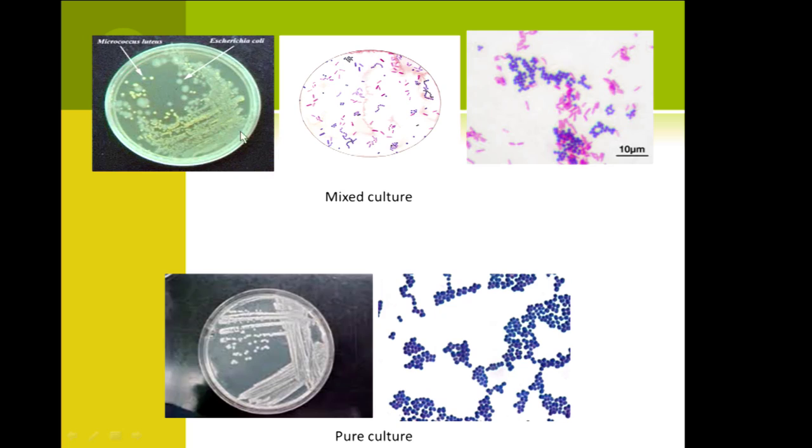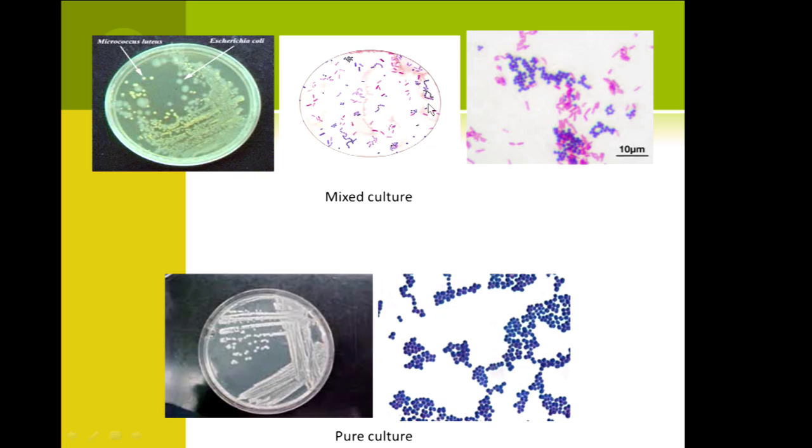When such a bacterial culture is observed under the microscope, you will see different kinds of cells, and that can be seen in this microscopic field. Here you can see rods, cocci and different kinds of organisms, and this microscopic photograph also shows two types of organisms. Both these are gram-stained pictures. Here you can see two different organisms. One is a gram-positive organism, the second one is a gram-negative organism. This kind of presence of more than one kind of organism in a culture is called mixed culture.